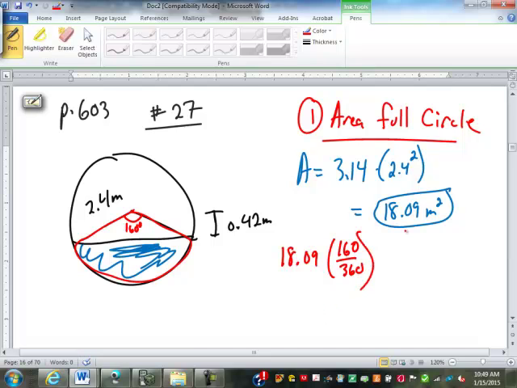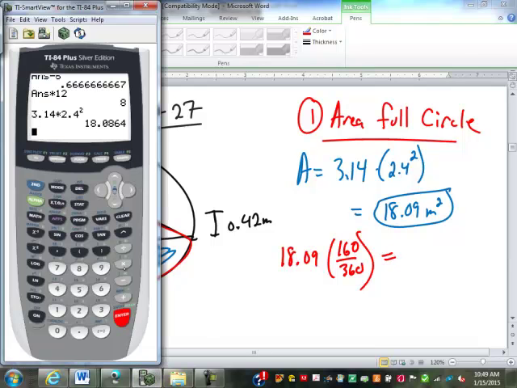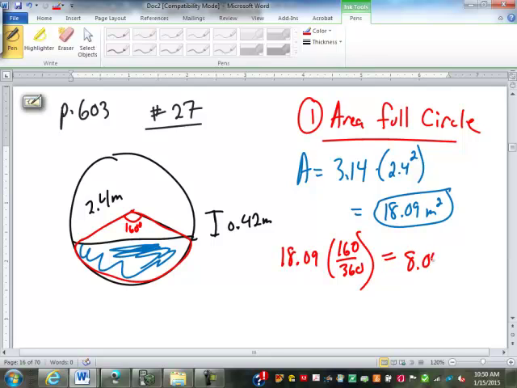We did half circles and quarter circles before. This is somewhere in between, where the number of degrees over 360 tells us what fraction of the circle it is. So we'll take that 18.09 times 160 divided by 360. That's 8.04 square meters. So that's this red pie wedge.